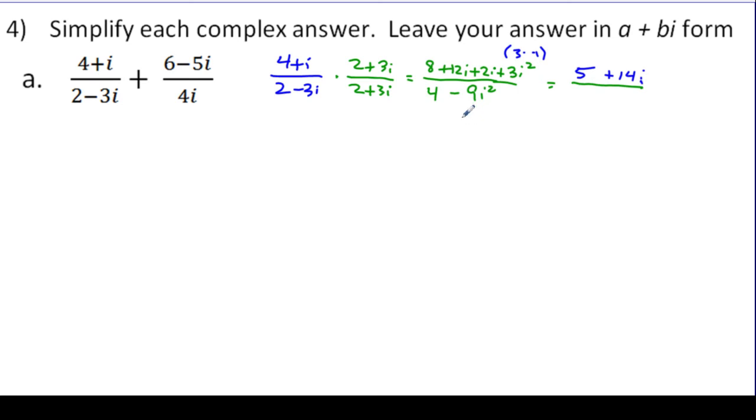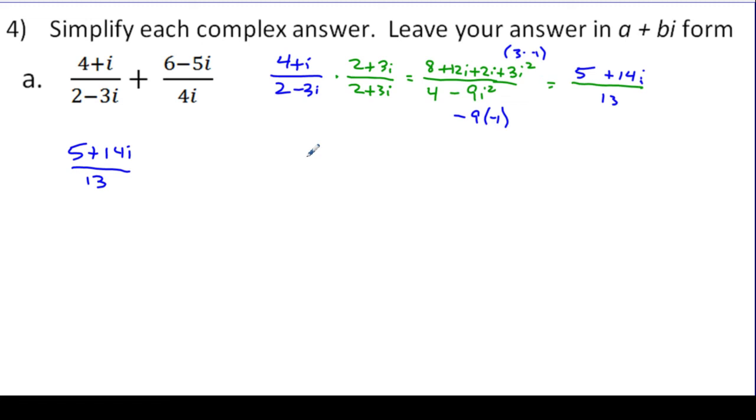And again, same thing here. This says negative 9 times negative 1. Well, that's 9. So this really just says 4 plus 9, and that's 13. So now I have a rationalized first fraction. So here's what this looks like: (5 plus 14i) all over 13. I simplified this expression into this new one. I need to go do the exact same thing again with the second one. So this second one's a little bit easier.